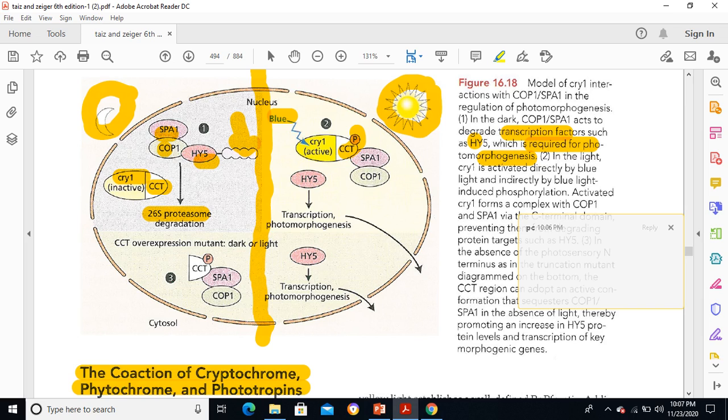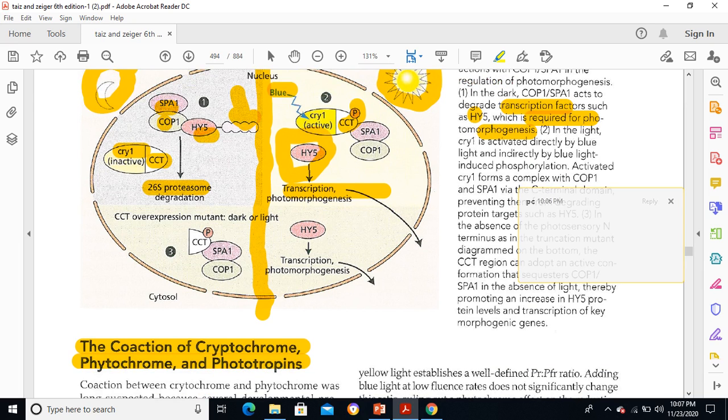Sequestration of SPA1 and COP1 to the CCT domain will make HY5 free. So for HY5, no one is there to add a ubiquitin tag. So the HY5 gene will be free. So it leads to the transcription of photomorphogenesis, that is, blue light mediated photomorphogenesis. So HY5 will drive transcription, express proteins, and mediate certain blue light mediated responses.